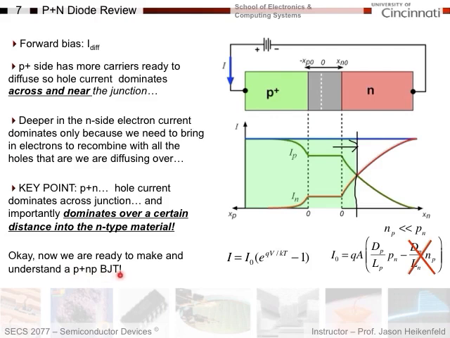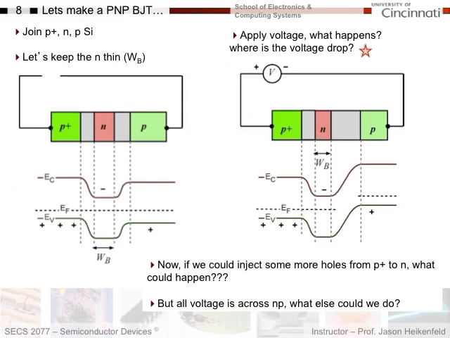So let's take a look at this. So, now let's make our full BJT. I'm going to join together P plus material, lightly doped N-type material, and lightly doped P-type material here. And one thing we're going to do is keep the base width here very thin. Remember, the middle of this thing is the base.